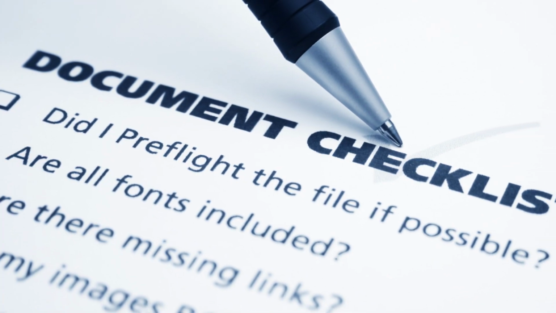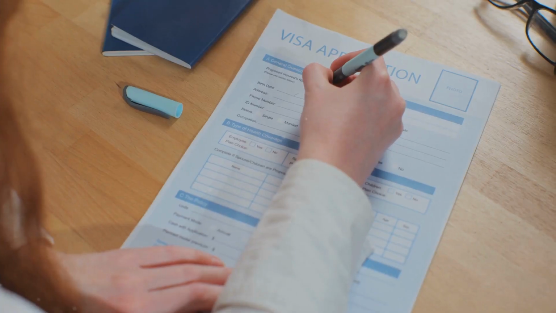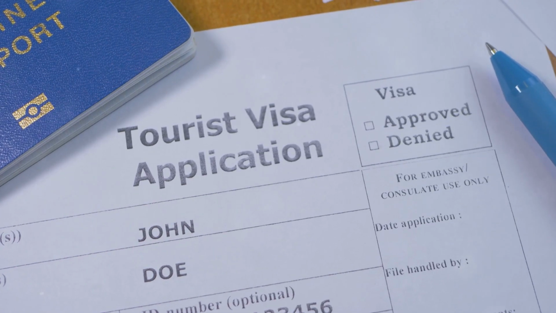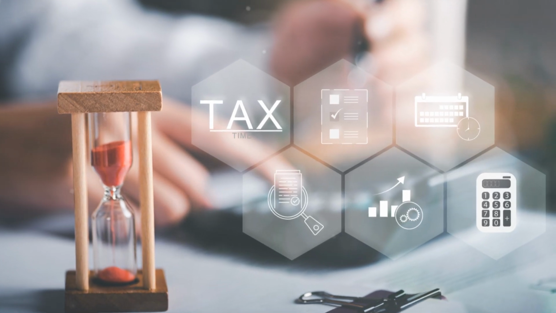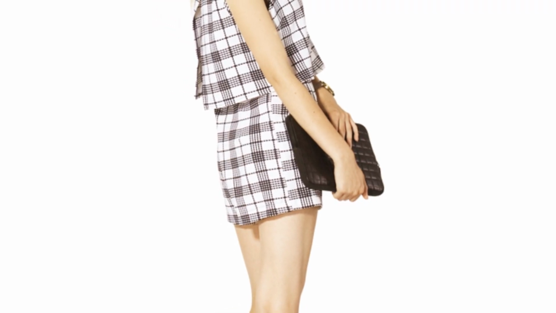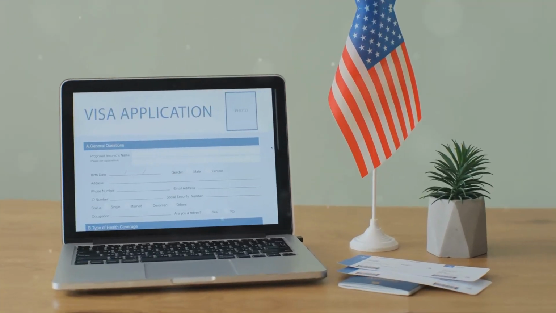Create a checklist and mark off items as you gather them. This ensures you haven't missed anything crucial. Keep your travel dossier in a safe and accessible place. Organization is key for visa applications. A well-organized travel dossier streamlines the process and provides peace of mind.